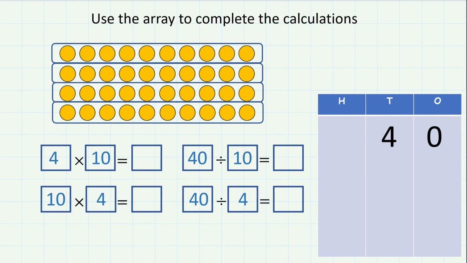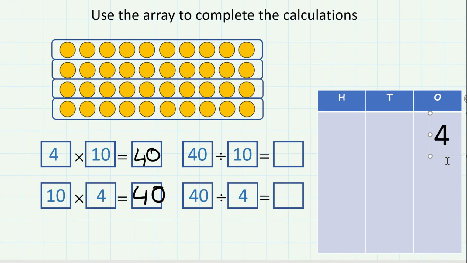Okay, here's another one. So we've got 4 times 10, which we know is 40. Okay, now we've got 10 times 4, which we know is the same as 4 times 10. So that's 40. And now we need to do 40 divided by 10. So remember, pick it up, move it 1 space to the right, and the answer is 4. So if we have 40 divided by 4, the only other number we have left is 10. But like I say, you do not have to worry about that right now.